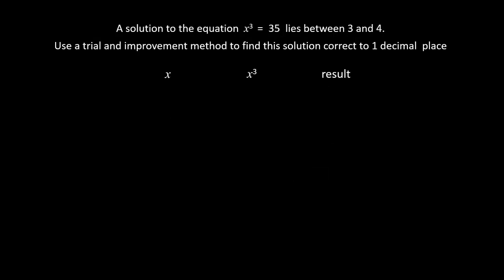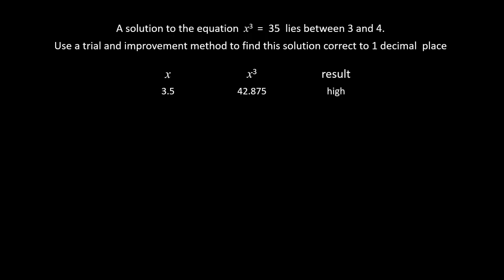The solution to the equation x cubed equals 35 lies between 3 and 4. We're going to try 3.5. Nice simple equation this time, it's just 3.5 cubed. Now the answer is 42.875 there, but we are trying to get 35. So that is too high.